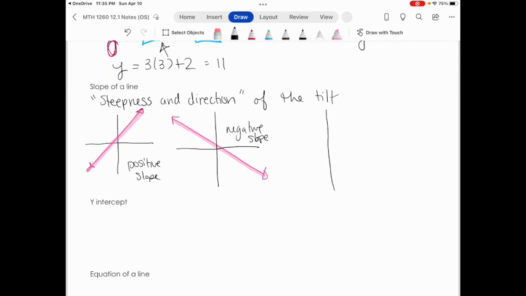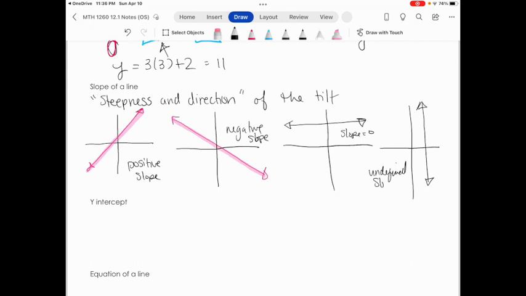Now, there are two other cases that you could run into. The negative slope and the positive slope are the most typical or the most common, but you could run into some special cases where you have a slope that's 0, so it has no tilt, or you could have a slope of a line that is undefined. Going up and down, where you have a vertical line straight up and down, this is called an undefined slope.